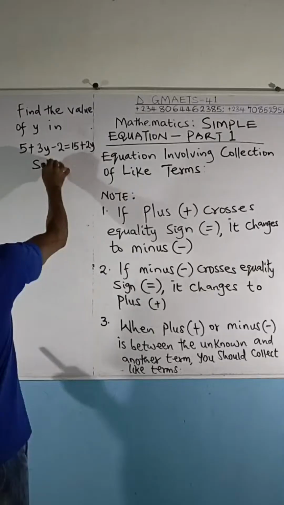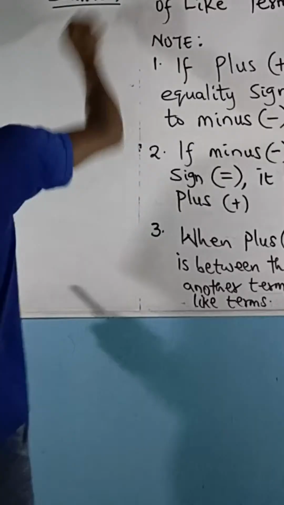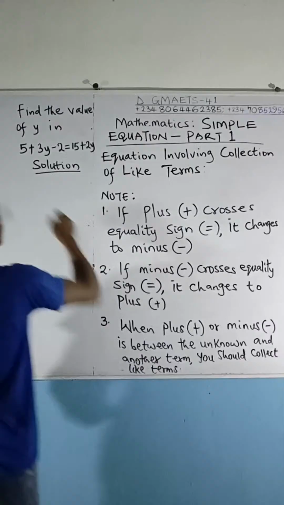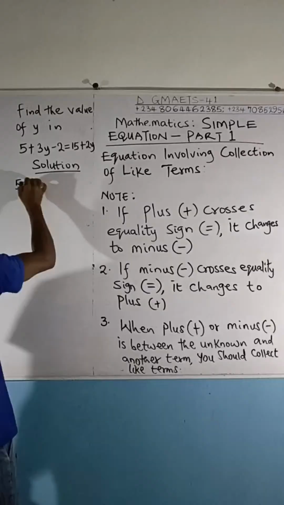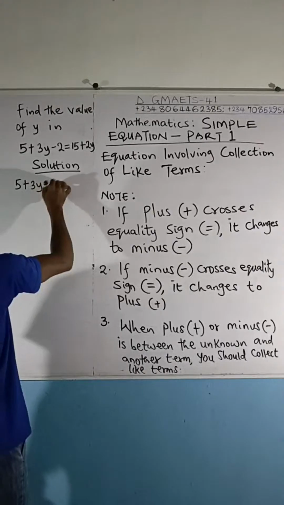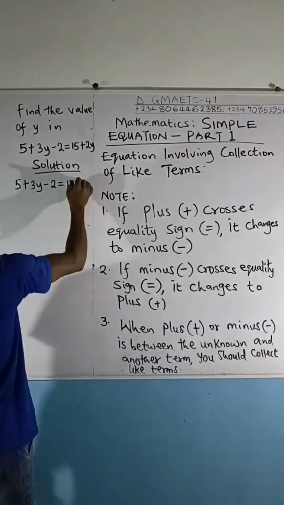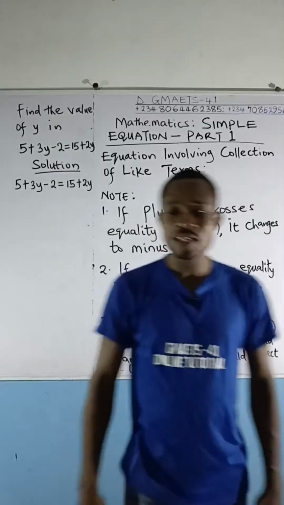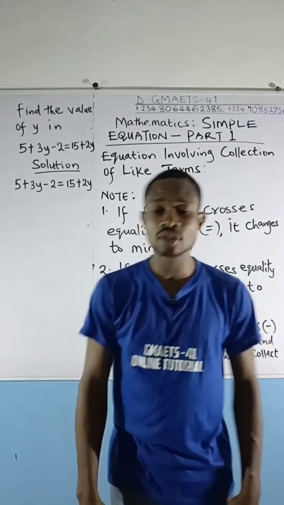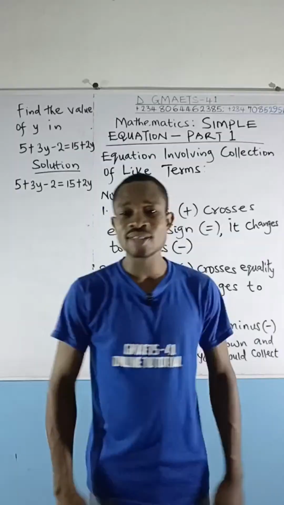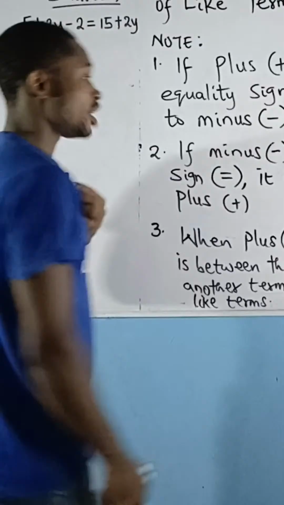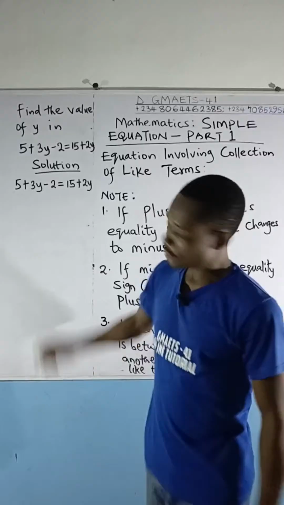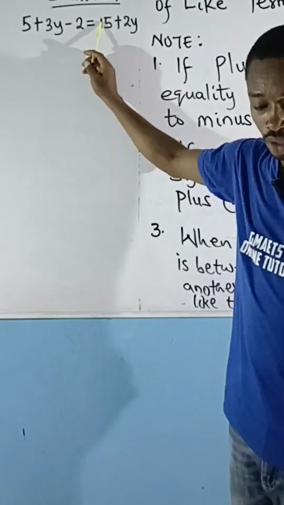Okay, so solution. You want to solve a mathematics problem, you write solution because you are solving a problem. The question given to us, bring it down: 5 plus 3y minus 2 equal to 15 plus 2y. First, I will ask myself, is this an equation? Without wasting time, the answer is yes, it is an equation. How did I know that this is an equation? You can see equal to there.